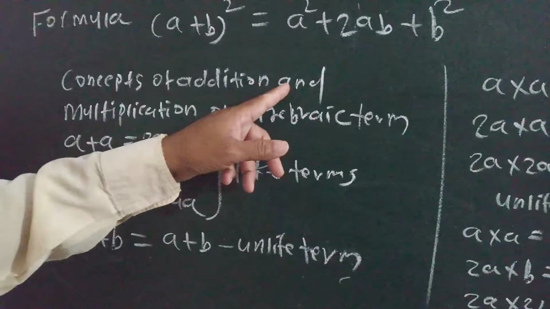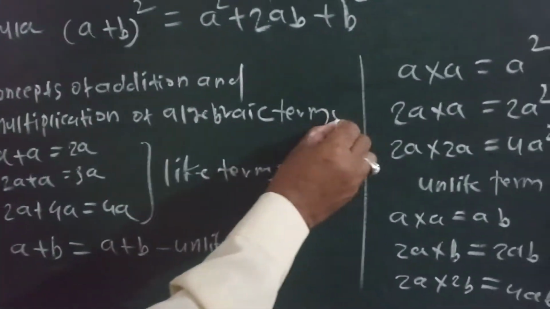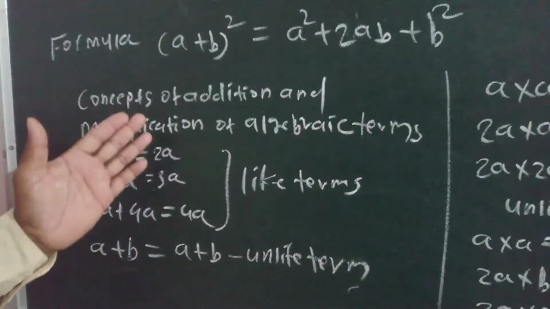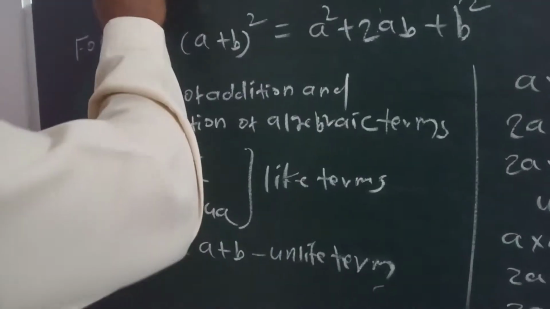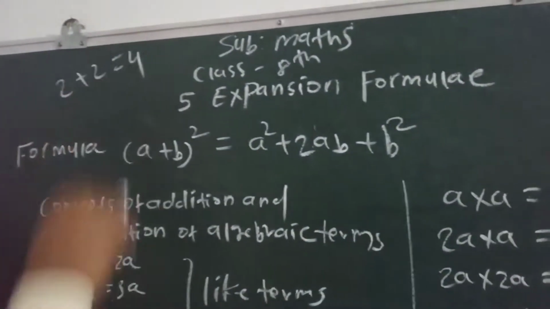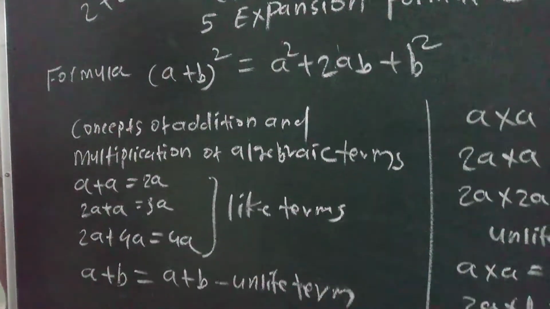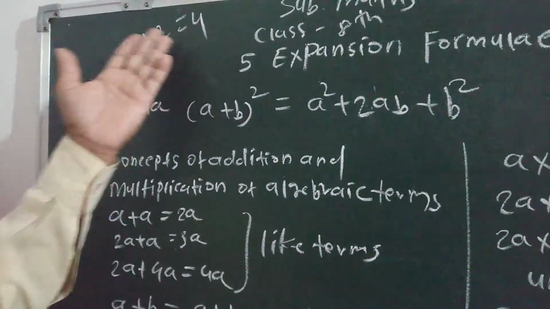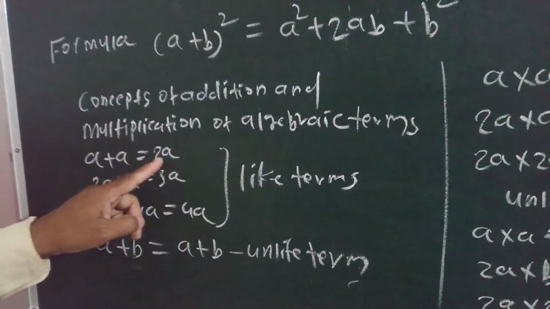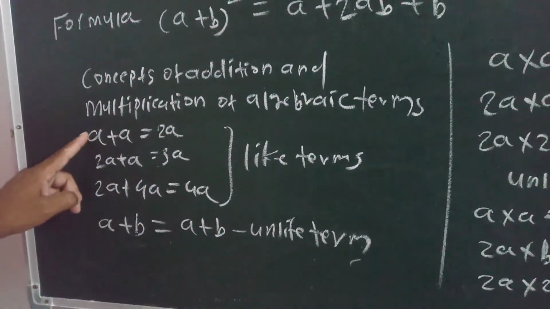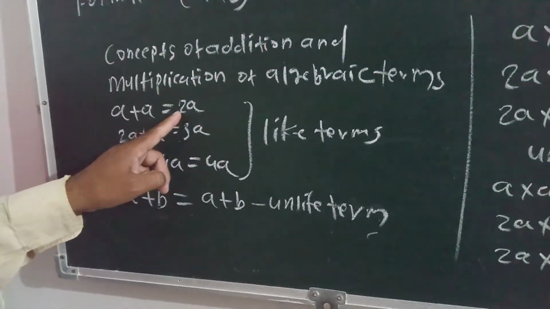the concepts of addition and multiplication of algebraic terms. What are the concepts of addition and multiplication of algebraic terms? We can add 2 plus 2 equal to 4. But when we add algebraic terms, what is the answer? See here, a plus a equal to 2a. It means 1a is here, 1a is here, there are 2a, so the answer will be 2a.